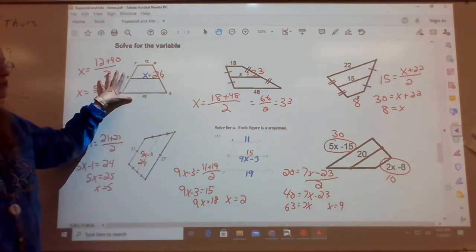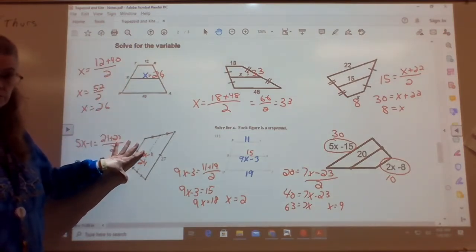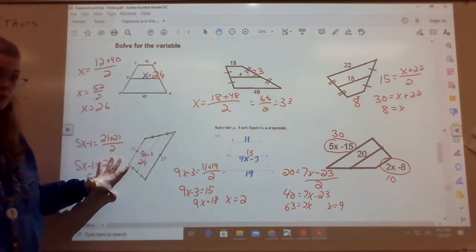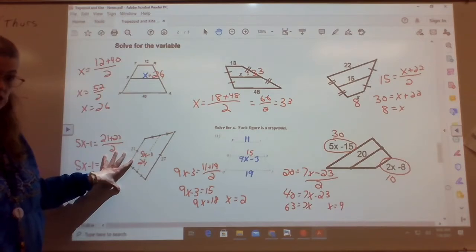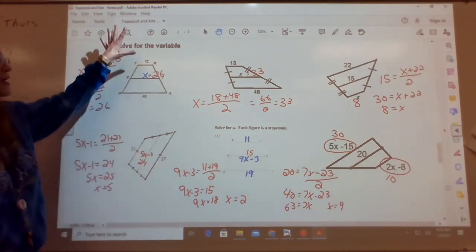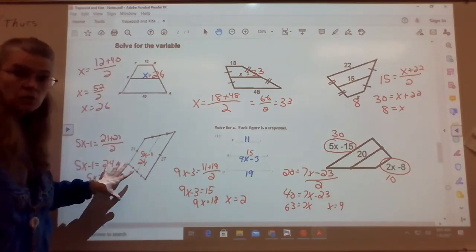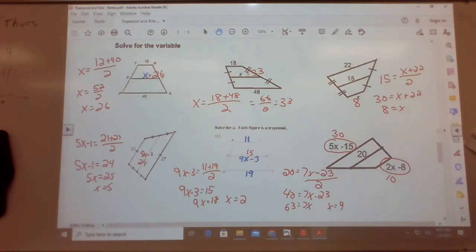A couple of the problems are just plain old numbers. And then you've got some other ones that are going to be equations. Now, this is trapezoids. The next part's going to be kites. So you've got 2 different homework sets. You've got one homework page involving trapezoids. You have another homework involving kites. So let's go ahead and switch to kites.